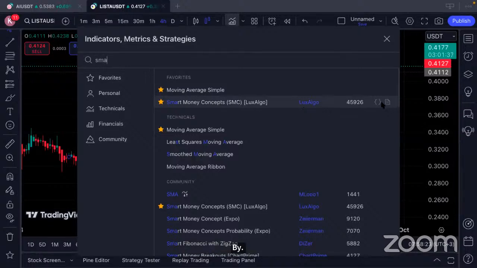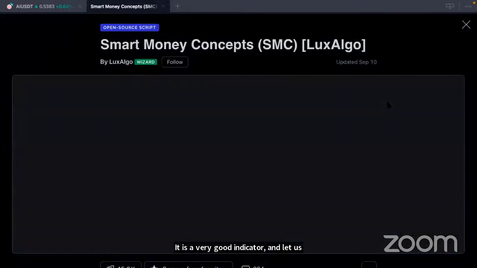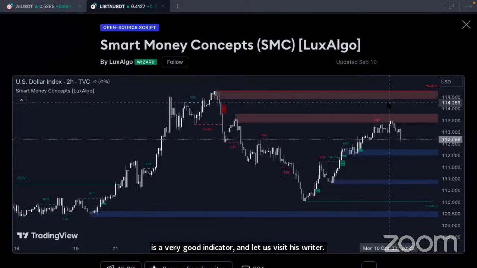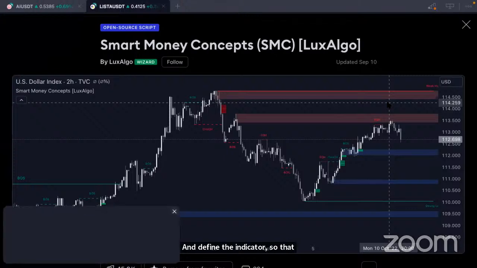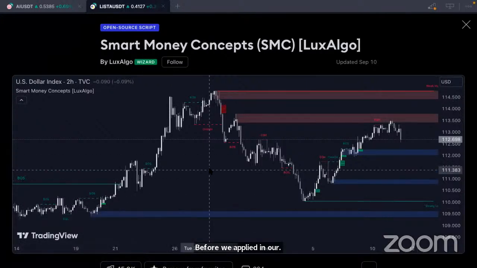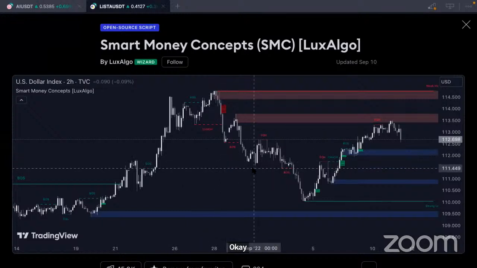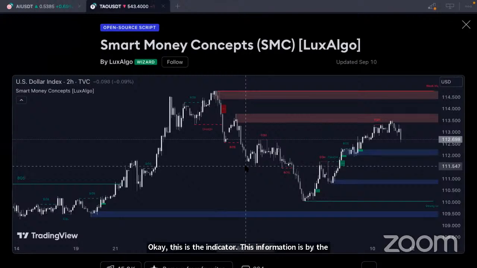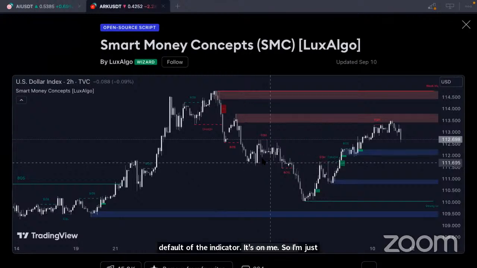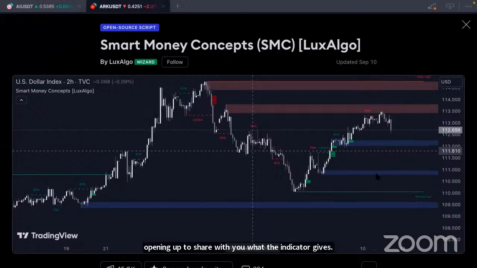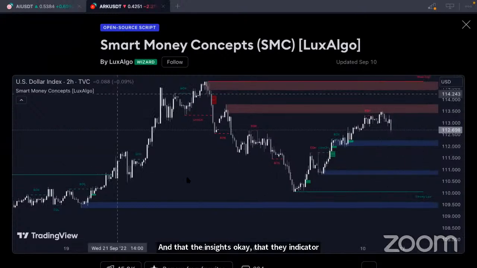It is a very good indicator, and let us visit his write-up and define the indicator so that everybody could understand it before we apply it in our chart. Okay, this is the indicator. This information is designed by the developer of the indicator. It's not designed by me. So I'm just opening up to share with you what the indicator gives and the insights that the indicator provides basically.